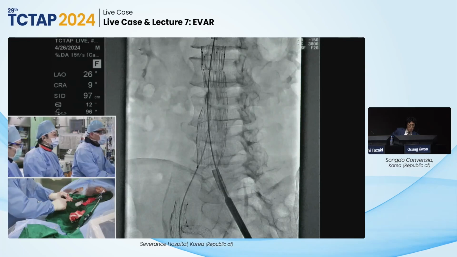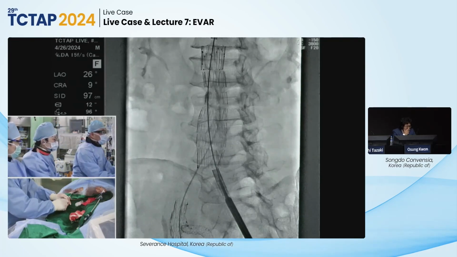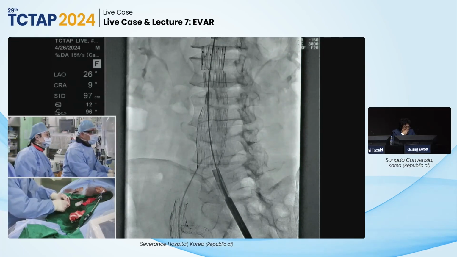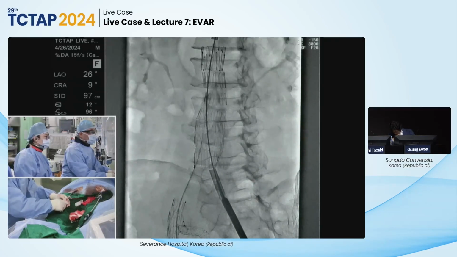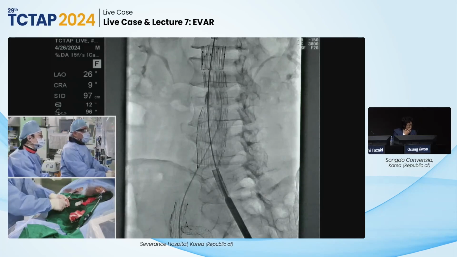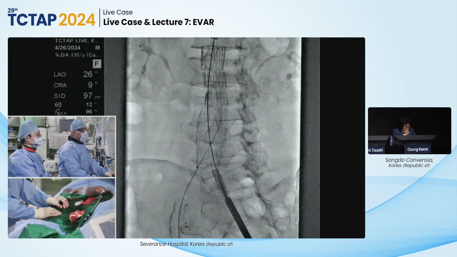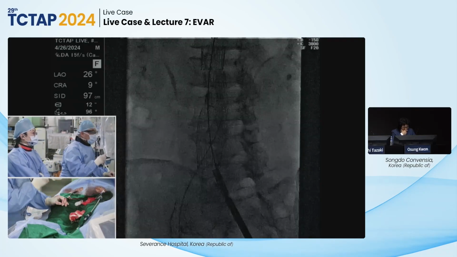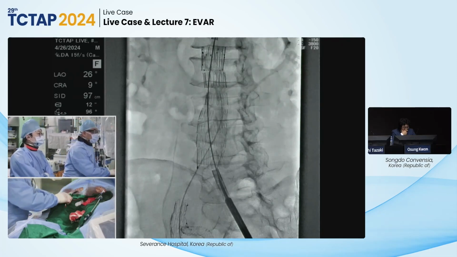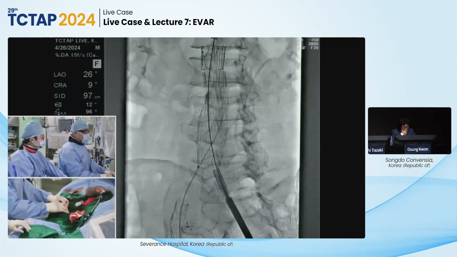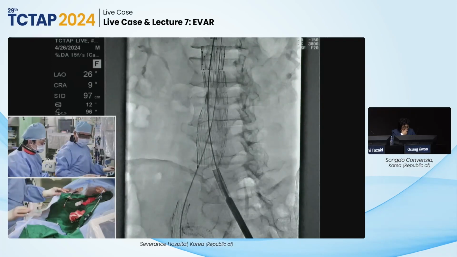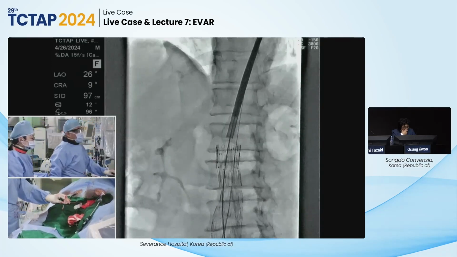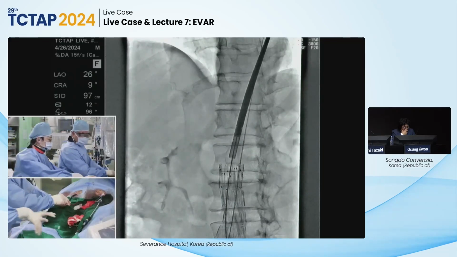So I think the wire and the catheter are within the stent graft, so I can prove that by rotating my catheter. The catheter rotates very freely. And also, we can check that with the contrast dye and see whether the dye stays within the stent graft. But I'm pretty sure that the wire is now in the stent graft. So, run the case now.